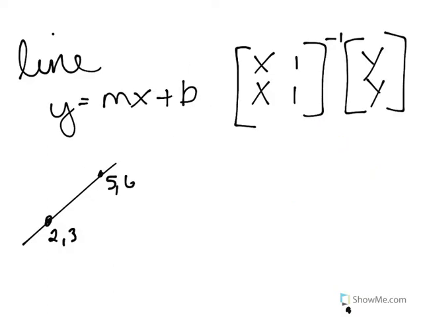The first type is the linear function. There's the equation for the line, y equals mx plus b. It has a constant slope, meaning the slope does not change. And it's very straightforward for putting the points into matrices to solve the equation.